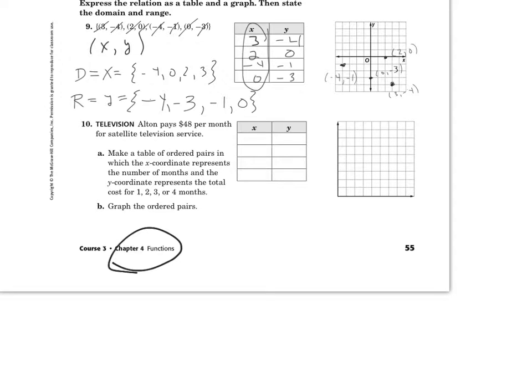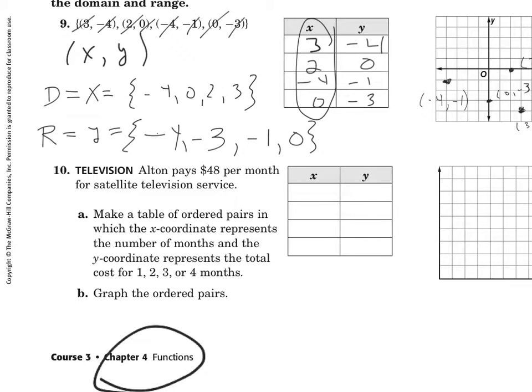It's about a television. It says Alton pays $48 per month for satellite television service. It says to make a table of ordered pairs in which the x-coordinate represents the number of months and the y-coordinate represents the total cost for 1, 2, 3, 4 months. So, okay, the equation is the cost is equal to $48 per month. They want us to put in 1, 2, 3, and 4 months.